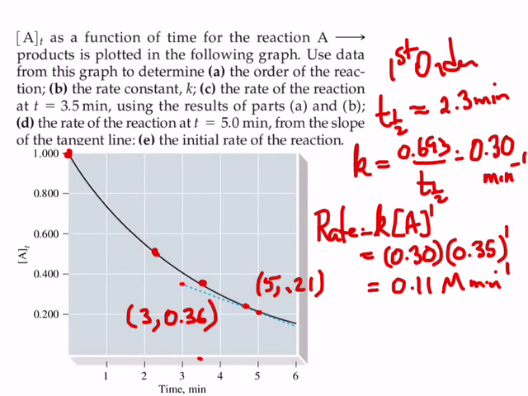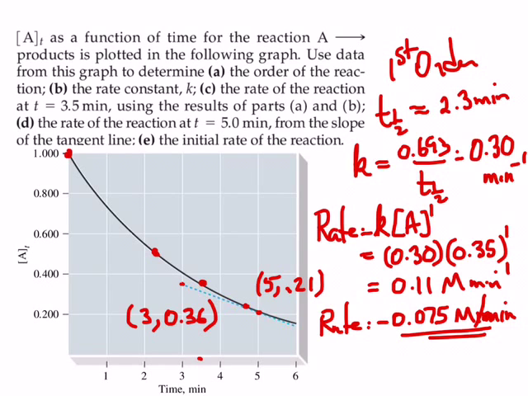So now that I've got 2 points, just use your slope formula. 0.36 minus 0.21, and 3 minus 5 is negative 2, so divide that by negative 2. I get a rate of negative 0.075, and we're probably going to get slightly different answers depending on your reading of coordinates, molarity per minute. It's negative because it's a negative slope. The reactant is disappearing over time, so the rate will be negative.